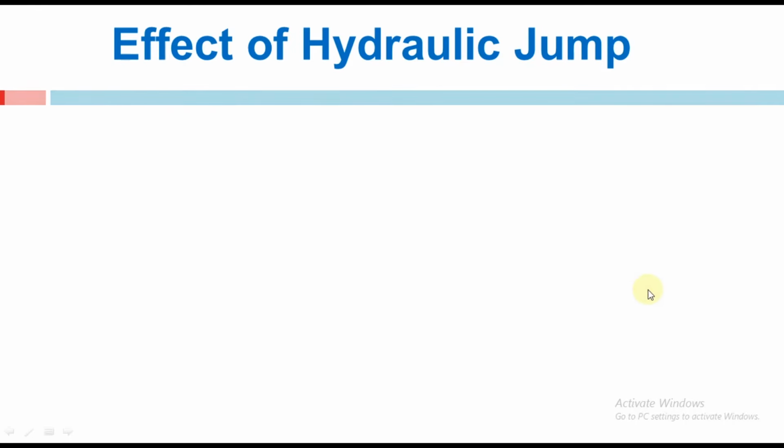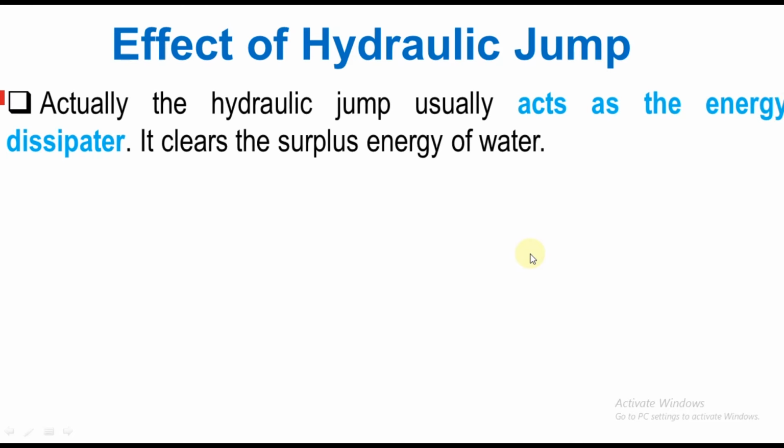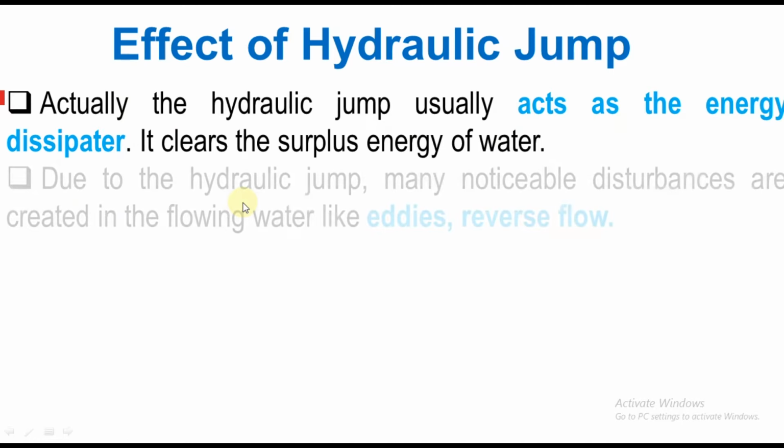Now what are the effects of a hydraulic jump? The first one is that a hydraulic jump usually acts as an energy dissipator. It clears the surplus energy of the water. As the velocity of water is higher initially in the supercritical flow condition, that higher energy gets dissipated in the process of the hydraulic jump, and the flow converts back into subcritical. If that higher energy remained in the channel, obviously it would scour the channel downstream. So the hydraulic jump acts as an energy dissipator.